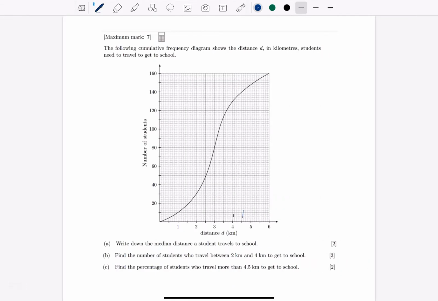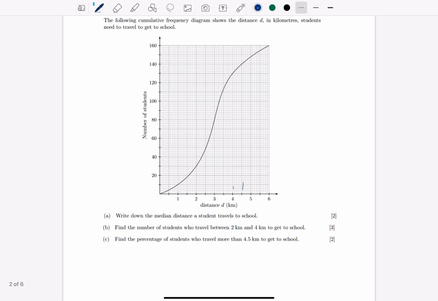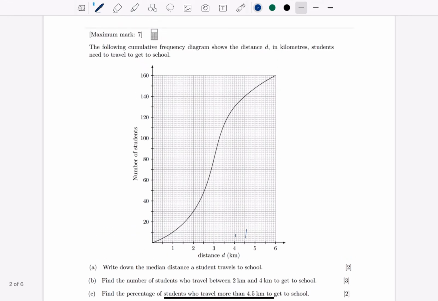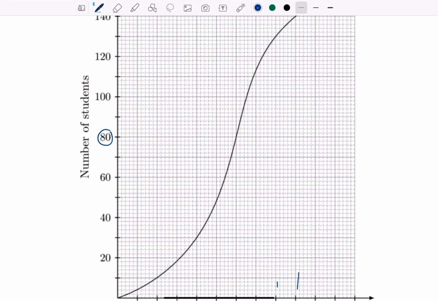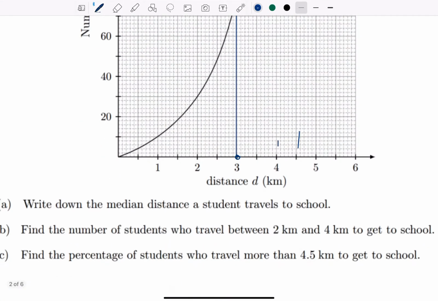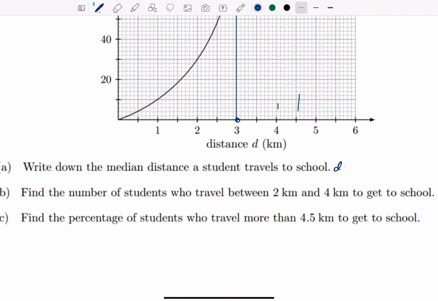Cumulative frequency, distance d on the x and number of students on the y. Find the median distance a student travels to get to school. Well, we have 160 students. The median occurs at the middle value, which is 80. So if we line this up and then do a little interpolation, as I like to call it, we see that we line up with 3. So our median distance is 3 kilometers.